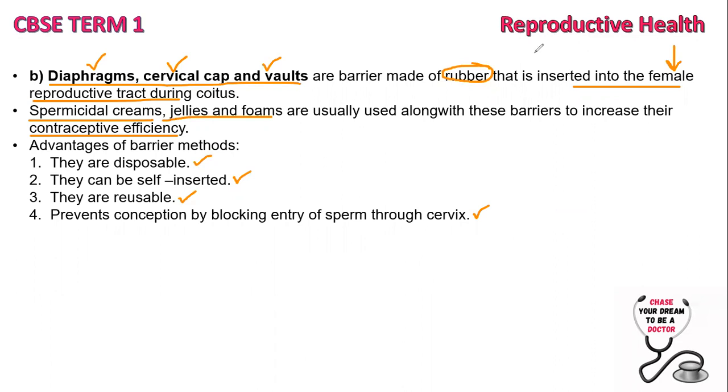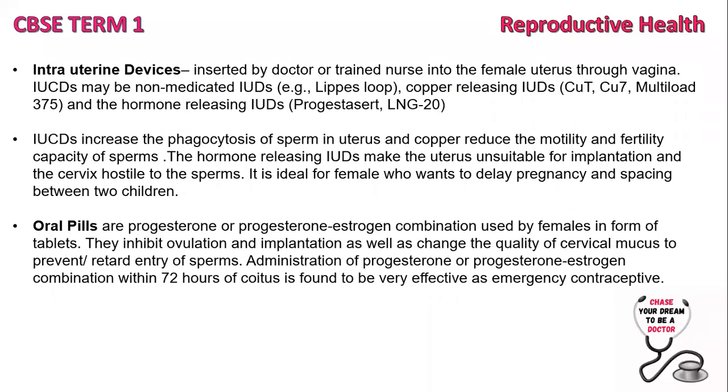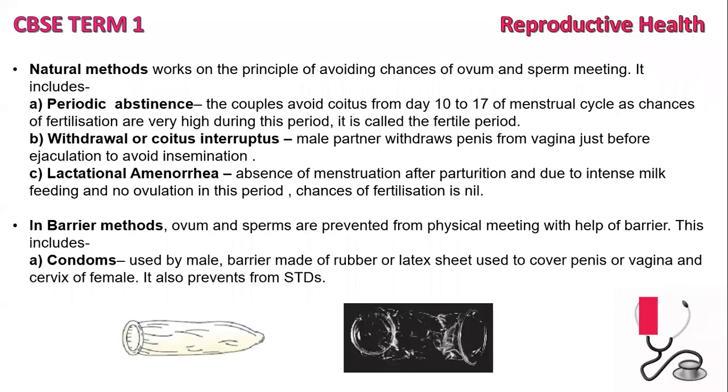So these are the major functions and advantages of the diaphragm, cervical caps, and the vault. Before we come on to the intrauterine device, I just have to tell you about one more thing. Contraceptives are used to prevent the meeting of the sperm and the ovum. Firstly, we studied the natural method. It consists of periodic abstinence, withdrawal or coitus interruptus, and lactational amenorrhea.